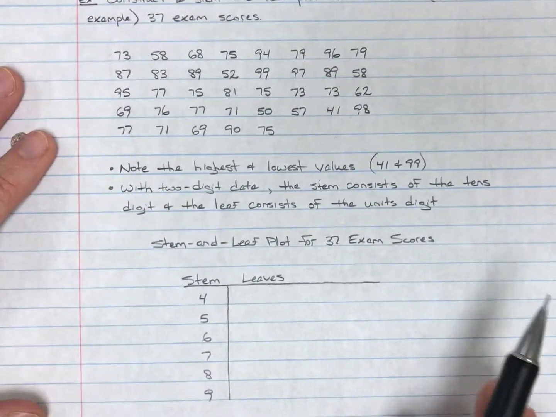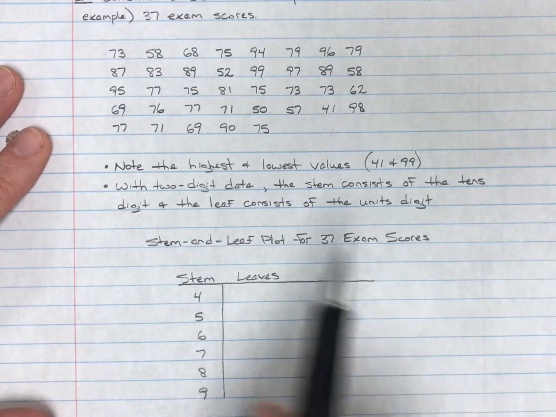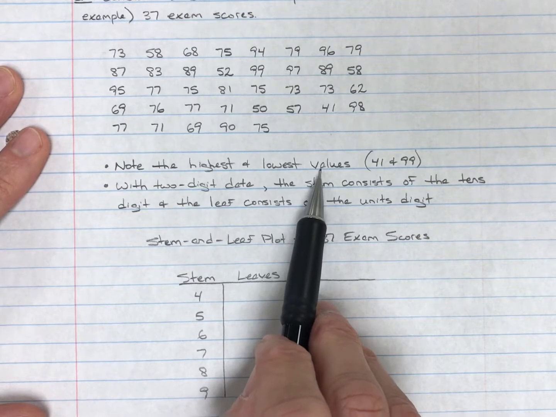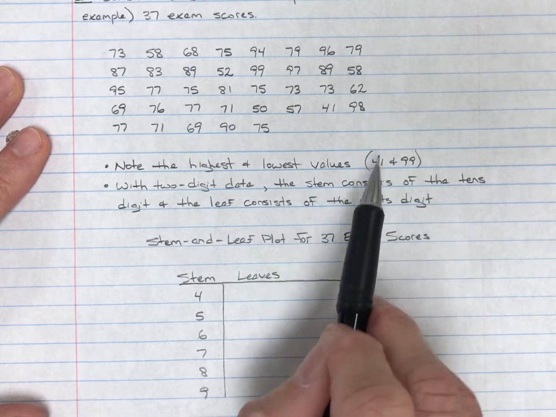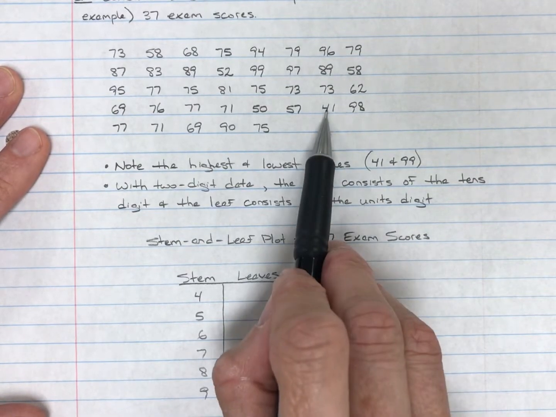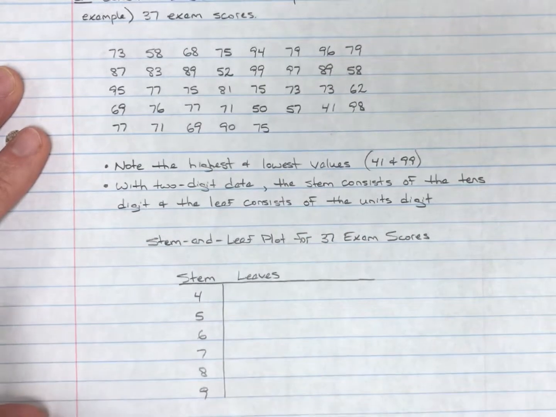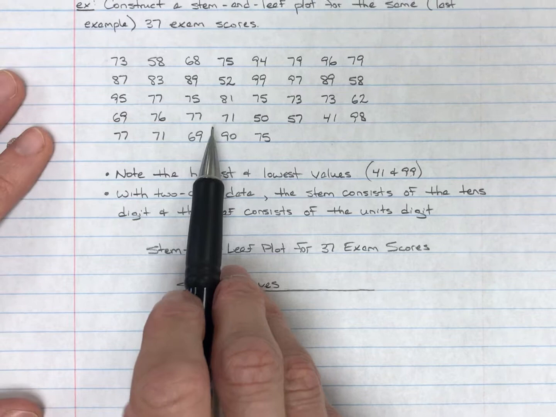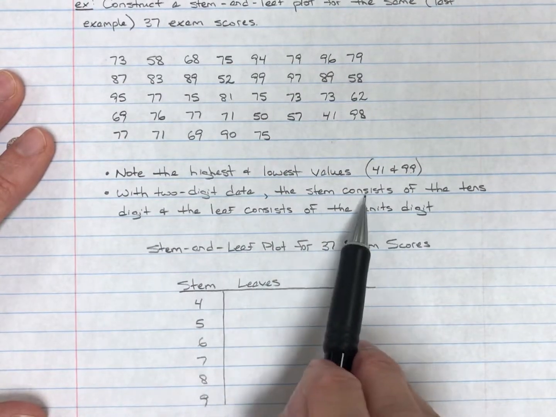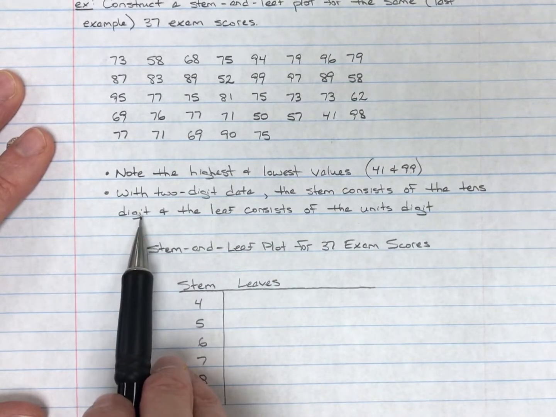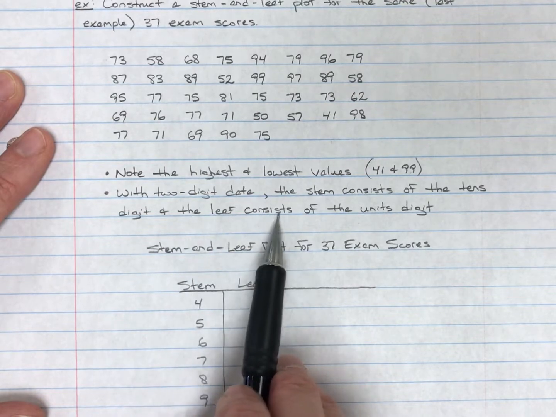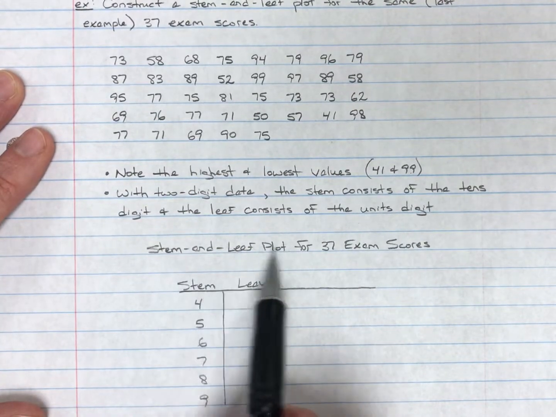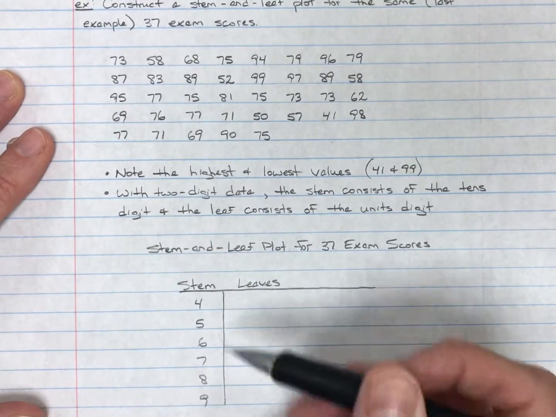Okay, as usual, we have to make sure we note the highest and the lowest values. As we remember from the previous example, 41 is the lowest value and 99 is the highest value. This is 2-digit data, so the stem will consist of the tens digit and the leaf will consist of the units digit. So here we're going to plot the stem and leaf plot for 37 exam scores.